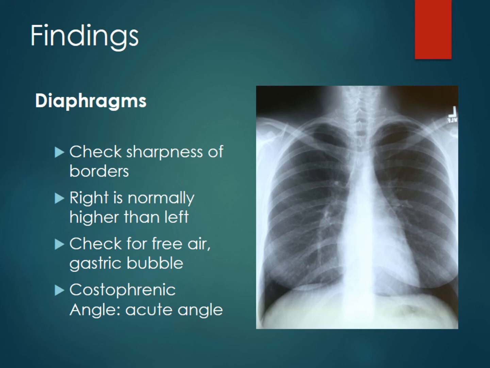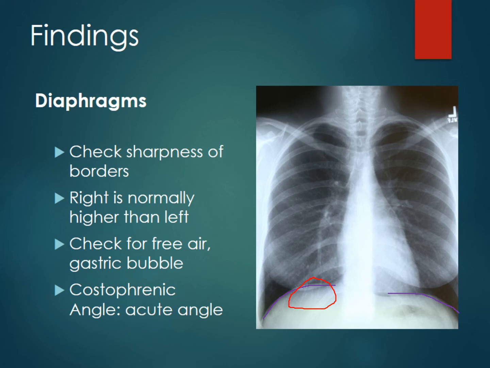Now, next thing to look for is the diaphragm. The diaphragms are seen on either side. So you can see two hemidiaphragms on either side, and they are not very much dome shaped because the X-rays are taken in inspiration. So check for the borders. The diaphragms are sharp in borders. And the right side of the diaphragm is at a higher position than the left because of the viscera beneath.